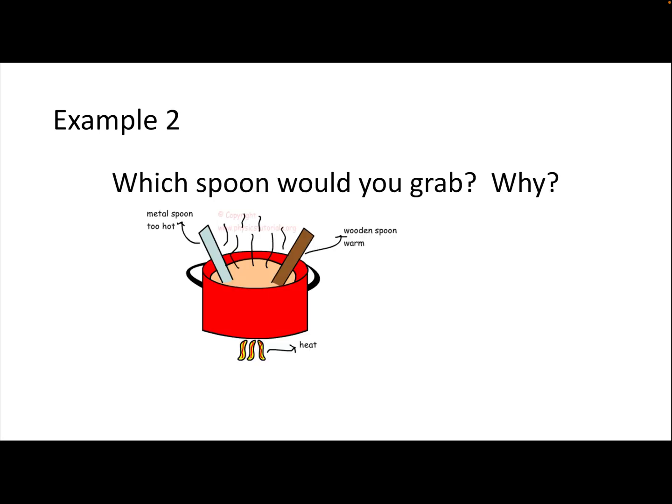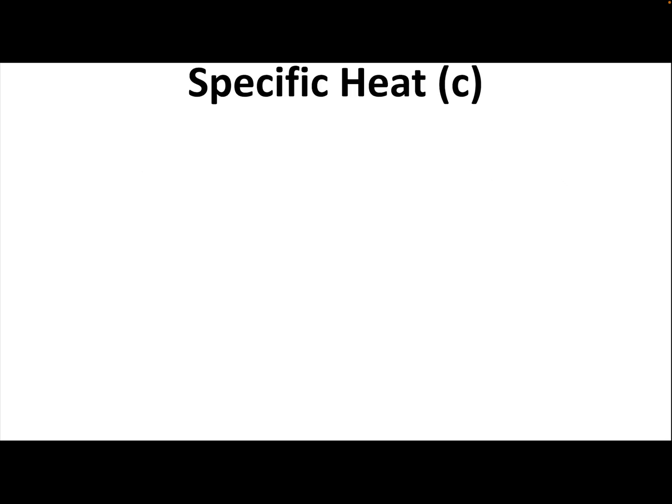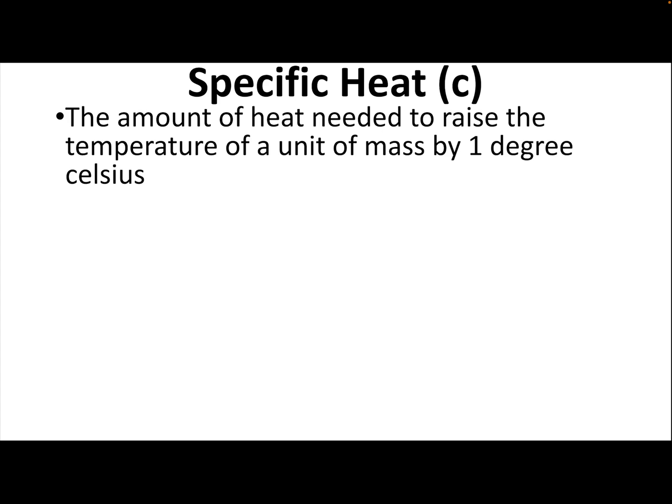It's the same reason why you would grab the wooden spoon out of this boiling pot of soup, it looks like. You don't want to touch the metal spoon because it's going to be too hot, because they have different specific heats. So what is specific heat? Why is the food colder than the bowl? Why is the wooden spoon cooler than the metal spoon? It's because of specific heat.